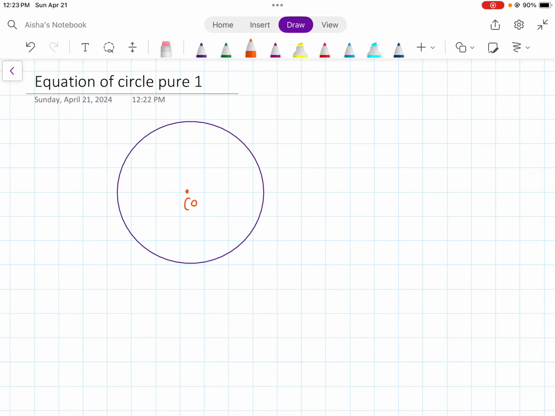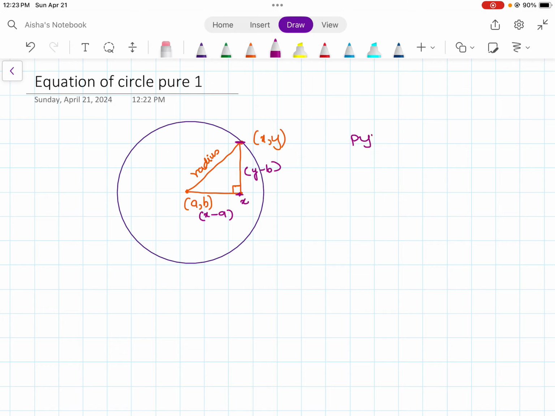Let's suppose this is the center of the circle, (a, b). This is a point on the circle, (x, y). If I draw a line, this is my radius. Can you say it forms a 90-degree triangle? This particular length is going to be x minus a, because this is the x coordinate, and this is y minus b, because this is y and this is b.